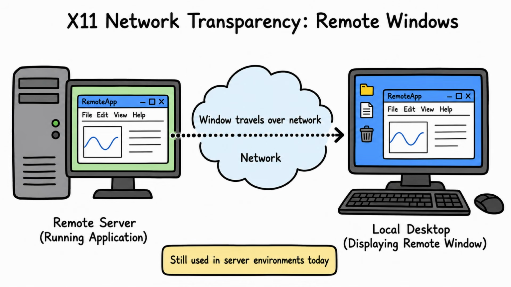Here's how X11 works. Applications talk to an X server, which is the actual program running your display. The X server handles input, like keyboard and mouse, and output, like drawing windows to the screen. One of X11's unique features is network transparency, meaning an application running on a remote computer can display its window on your local screen, over the network. That was groundbreaking in 1984, and it's still used in certain server environments today.